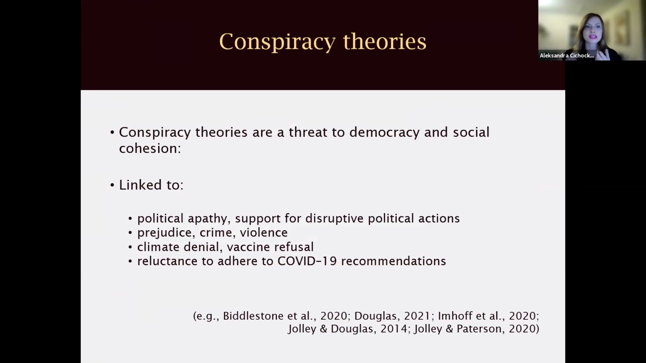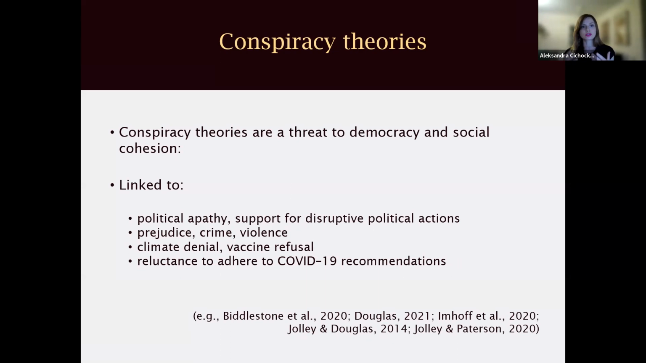I think it's important to understand this, especially because, as we know, and probably I don't have to convince you, conspiracy theories can pose a real threat to democracy and social cohesion. So far, my colleagues at Kent, as well as other labs, have consistently shown that exposure to and belief in conspiracy theories is linked to a bunch of social problems, including political apathy, disengagement, but also sometimes engagement in disruptive political actions, and is related to prejudice, crime and violent tendencies, as well as, for example, in the context of the current pandemic, reluctance to adhere to COVID-19 recommendations.